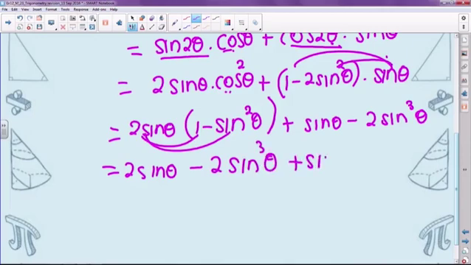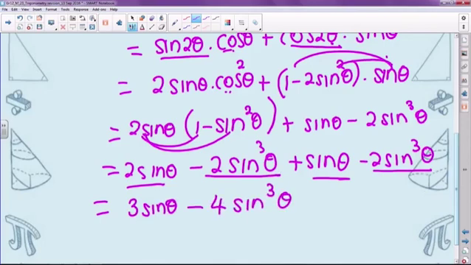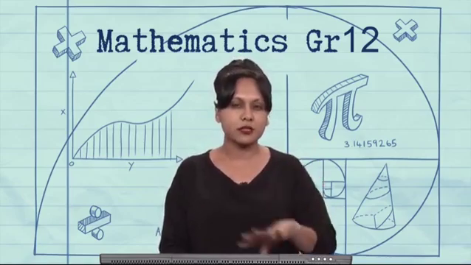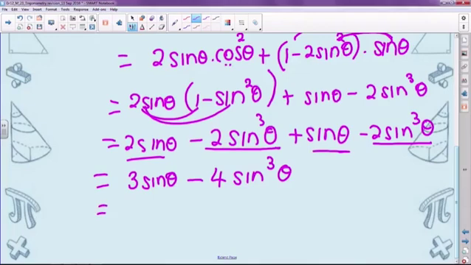And here we're looking pretty good because everything is already in terms of sine. Okay, so I can now add like terms. 2 sine theta plus sine theta is 3 sine theta, minus 2 sine cubed theta minus 2 sine cubed theta is minus 4 sine cubed theta. Okay, so at this point we're really happy because now that everything's in terms of sine theta and you know that the value for that trig ratio is a third, we're simply going to substitute, okay? So we're just doing a bit of algebra now to tidy this up.